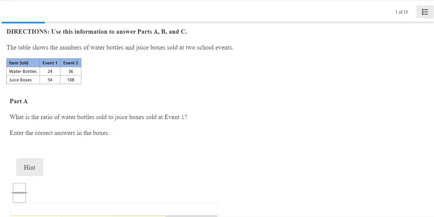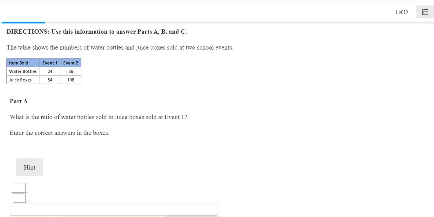This is 5.5 on your own. You can check it out in your book on page 170, and it goes all the way to 172. Let's take a look at the first problem in your book. It is number 4. The table shows the number of water bottles and juice bottles sold at 2 school events.